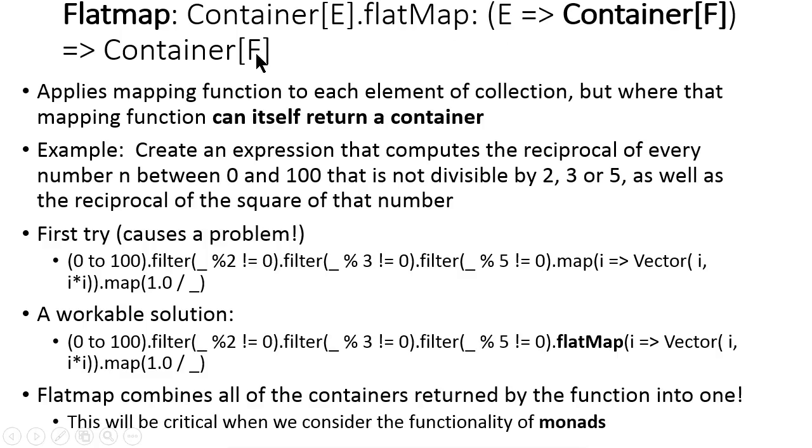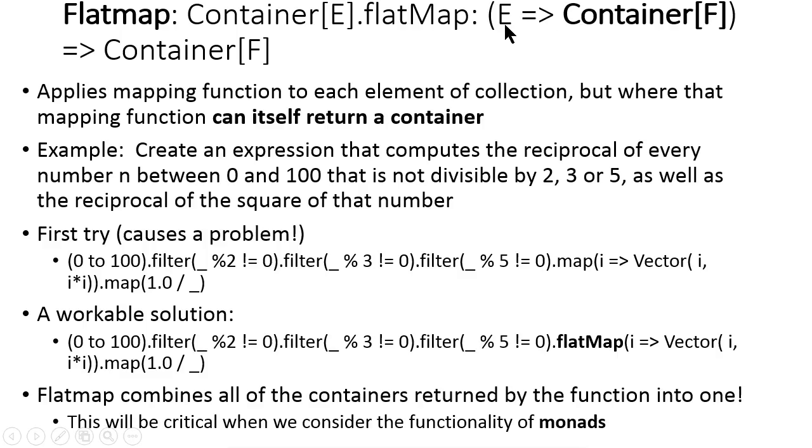How does this signature differ from map? Can anyone tell me? What does map do? In both cases, they take in a container of E and return a container of F. But what's different here? Yes, Scott is onto it. For map, E maps to F and returns a container of F, whereas flatMap maps E to a container of F.